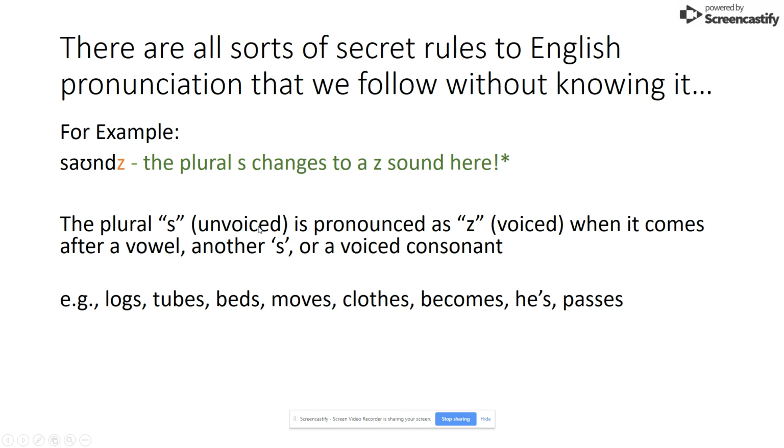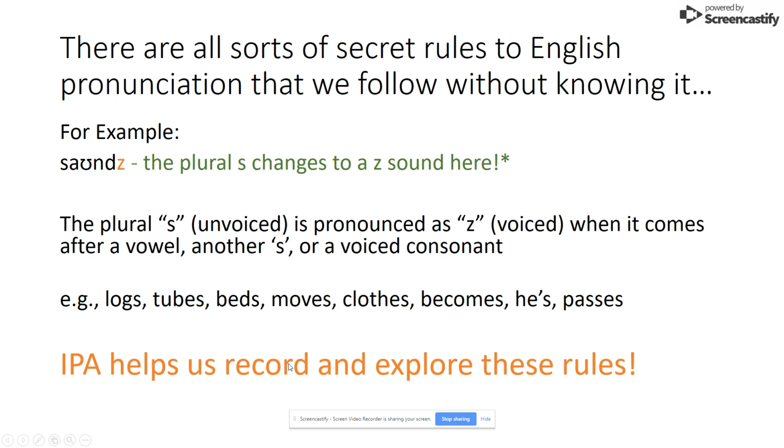The plural S, which is unvoiced, changes to a voiced Z when it comes after a vowel, another S, or a voiced consonant. So logs, tubes, beds, moves, clothes, becomes, he's, passes. Those all change to a Z sound, passes. So IPA helps us record and explore these rules, right? It helps make more scientific the science of articulation and language.